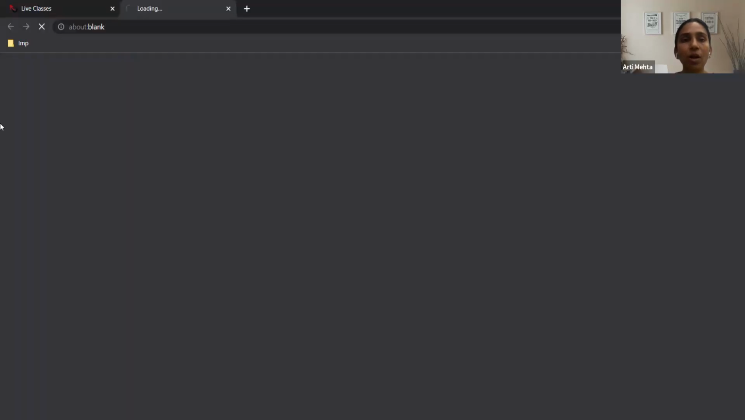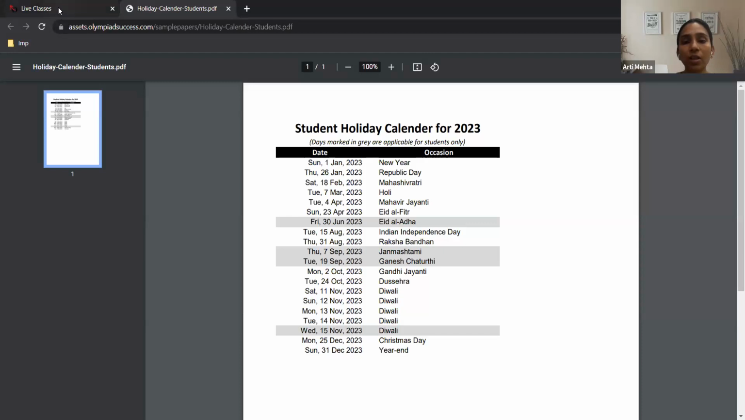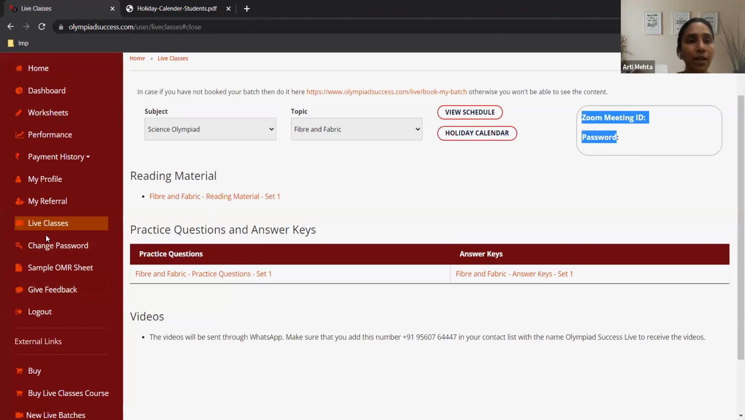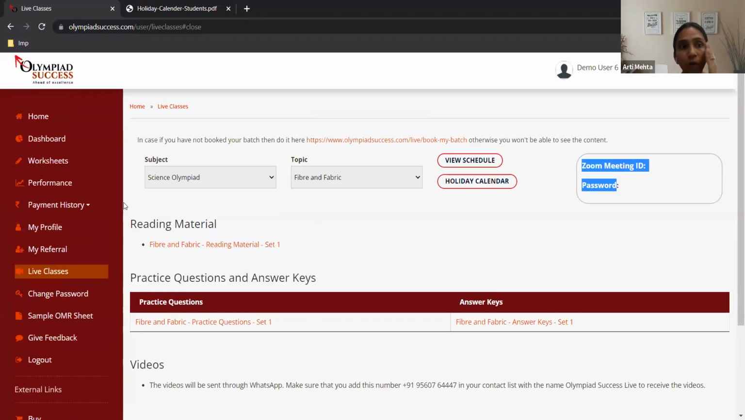Then we have the holiday calendar. On this page, you can see the dates on which classes will not be conducted. And then finally, the Zoom meeting ID and password. Here your meeting ID and password will be displayed. However, you would be getting the same through WhatsApp also, so you would get the details on your WhatsApp as well.